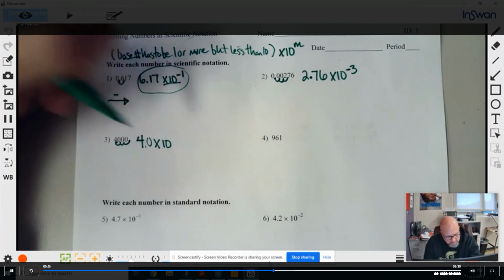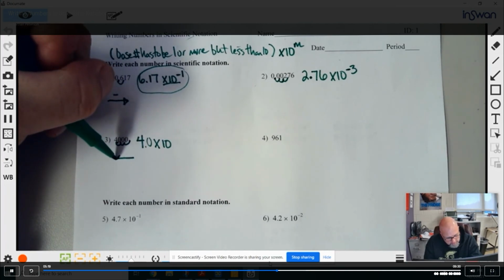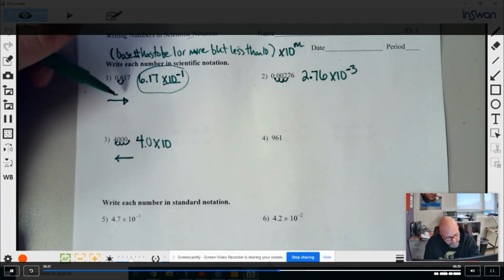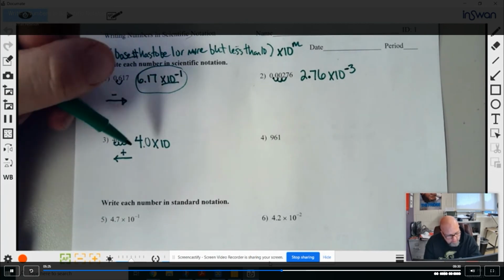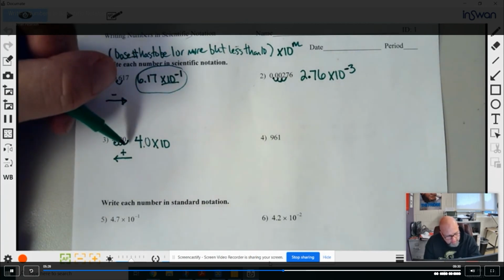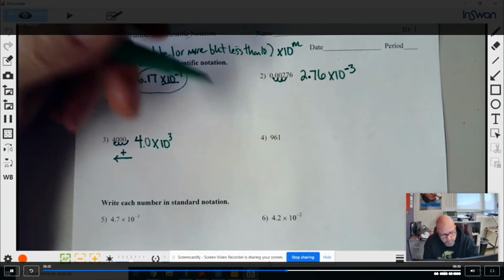Now, we put times 10 on there, and if your decimal point is going the opposite direction from what we did up here, well, that's going to be a positive exponent. So that's 4 times 10. I moved it once, twice, 3, so to the third power. Okay, number 4.